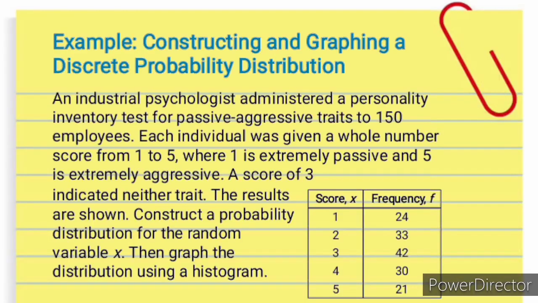Example: an industrial psychologist administered a personality inventory test for passive-aggressive traits for 150 employees. Each individual was given a whole number score from 1 to 5, where 1 is extremely passive and 5 is extremely aggressive. A score of 3 indicated neither trait. The results are shown. Construct a probability distribution for the random variable x, then graph the distribution using a histogram.